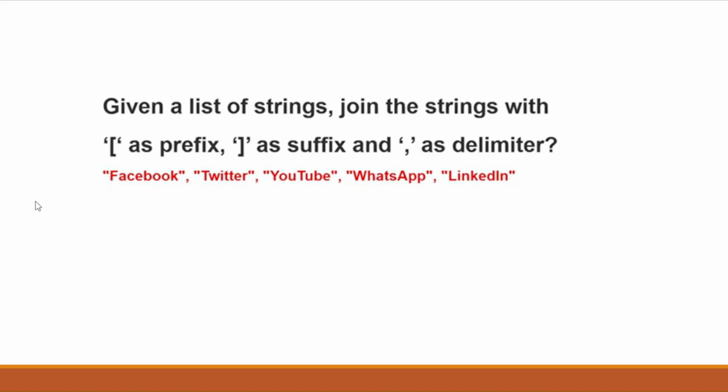So our question would look like this: we have a list of strings and we have to join these strings with an open square bracket, a closed square bracket, and a separator as a delimiter. Whatever format you want, you can do it, right? But we will see how we can do it with the joining method. So without delay, let's get started.